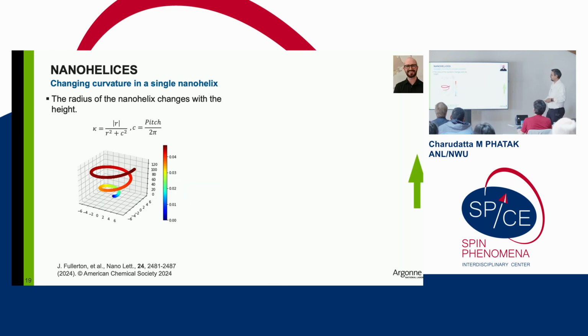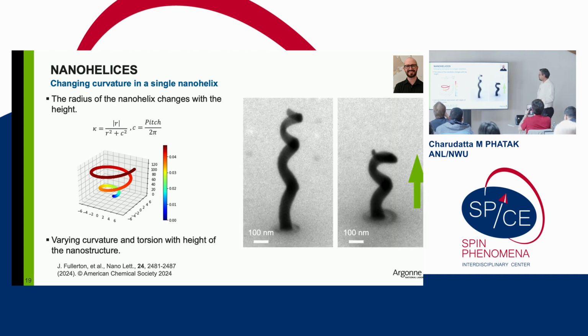This is work by John Fullerton. If we compute the curvature in a nanohelix, it depends on the radius and c, which is related to the pitch of the nanohelix. So if we vary the radius of the helix as it is growing, then we are also changing the curvature as it grows. That's what is shown in these two nanohelices, where we are changing the radius of the helix as it is growing up. Effectively, along the growth direction, we have a change of curvature and torsion within the same nanohelix.